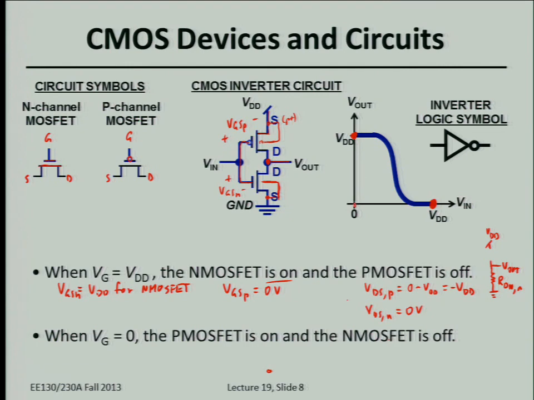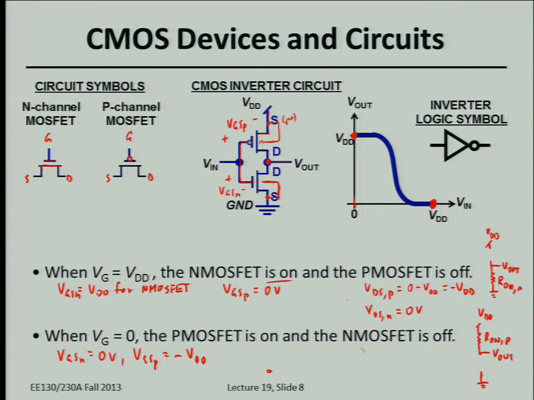When the input is low, what happens? VGS for the NMOS is equal to 0, whereas VGS for the PMOS is equal to minus VDD. So therefore the PMOSFET is on, NMOSFET is off. But again, you have some on-state resistance of the channel in the PMOS device that connects the output, V out, to VDD, and then you have the NMOSFET that's off. So there should be ideally no connection between the output voltage and ground.